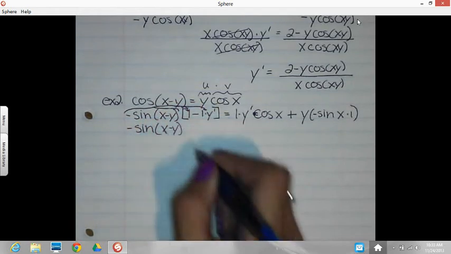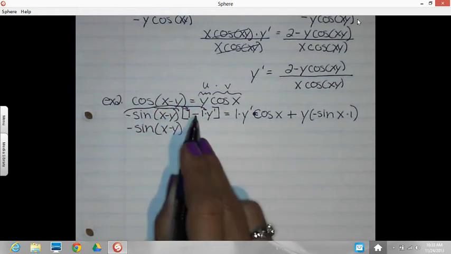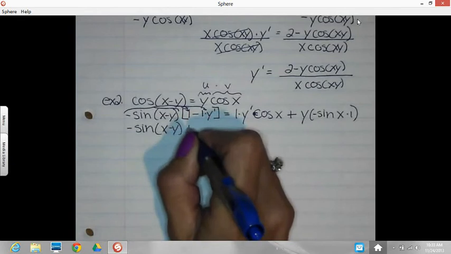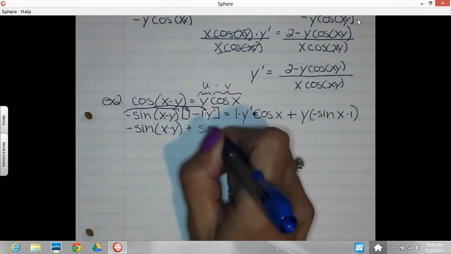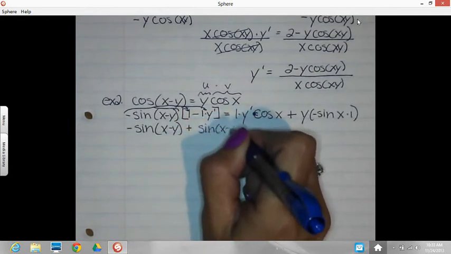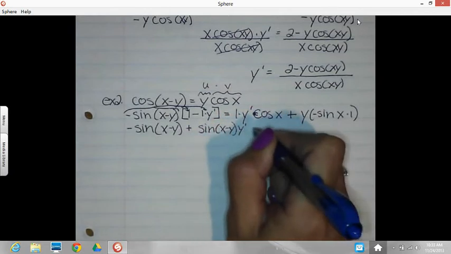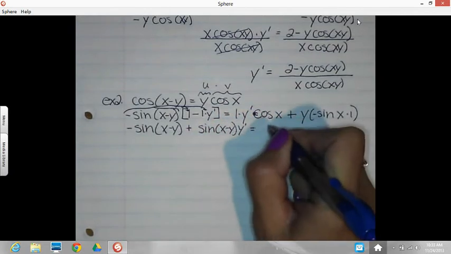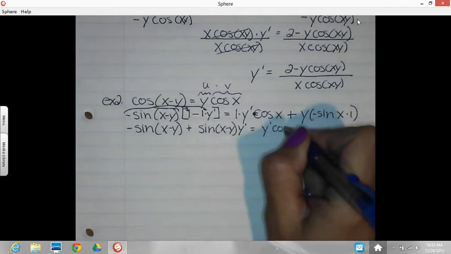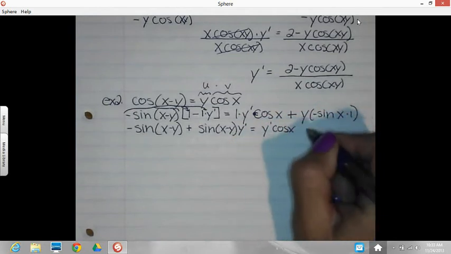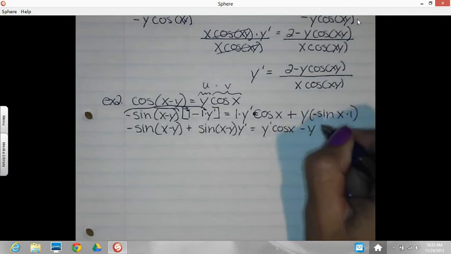Now I've got a negative sign times this minus y prime. That's going to be plus sine of x minus y times y prime. Here I've got y prime times the cosine of x. Then I'll have a minus y times the sine of x.